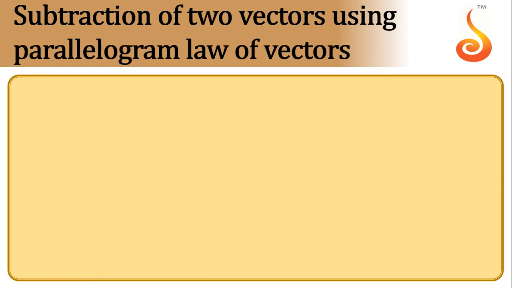How to subtract the vectors using parallelogram law of vectors. Assume that you are given two vectors, P and another vector Q, here. Now the steps are like this. P is retained as such, and I am going to add minus Q to plus P.